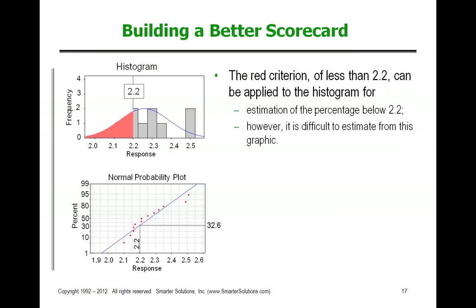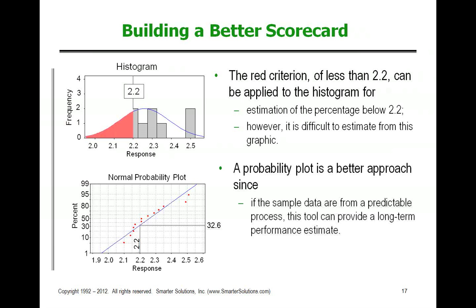Now, it's hard to determine what that area in that curve is from that density function, so I prefer to have a normal probability plot, or a probability plot in general. I can handle distributions that are not normally distributed. This is really a better approach.